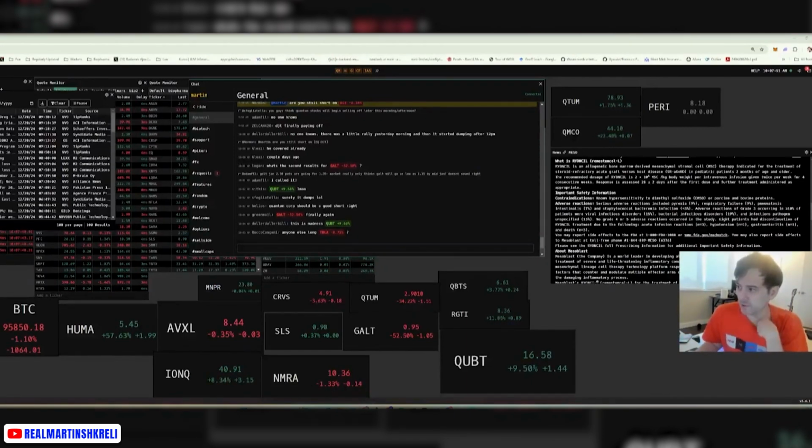I actually wasn't short HUMA going into this because I focused on GALT. I tried to get all in on GALT. So I dodged the HUMA bullet. But I would have gone all in on HUMA after going all in on GALT. So I got very lucky.